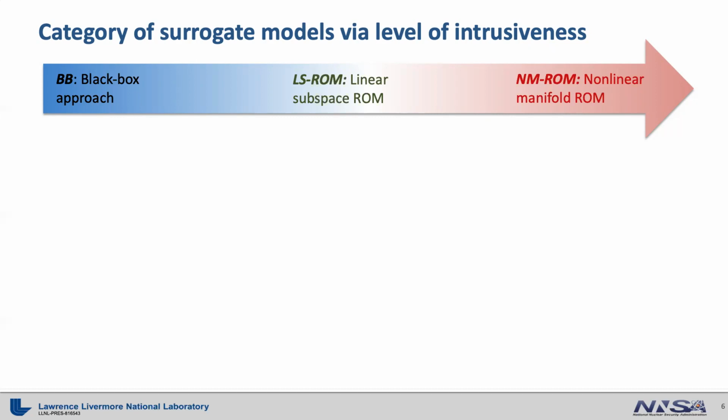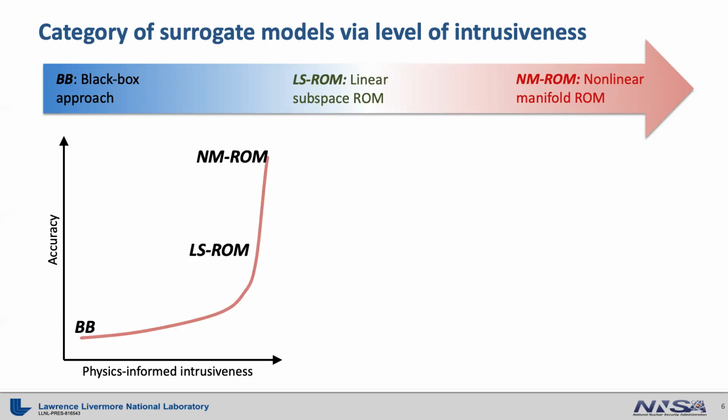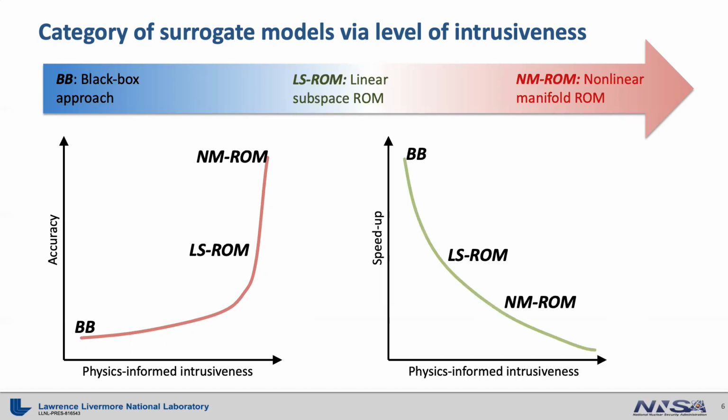by a compact nonlinear manifold. Roughly speaking, more intrusiveness means more accuracy, so reduced order models are more accurate than the black box approach if the same amount of data are used. On the other hand, more intrusiveness means less speed up, so the black box method is faster than reduced order models in general.